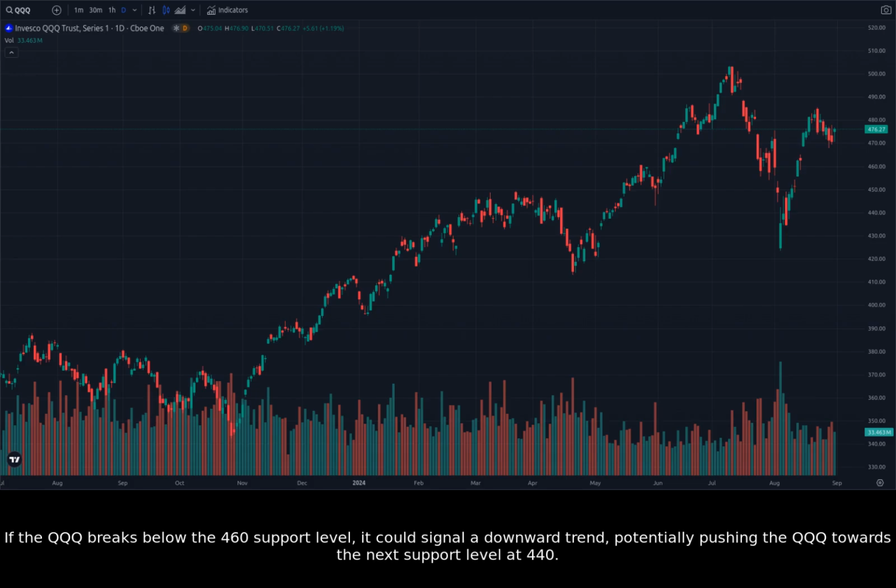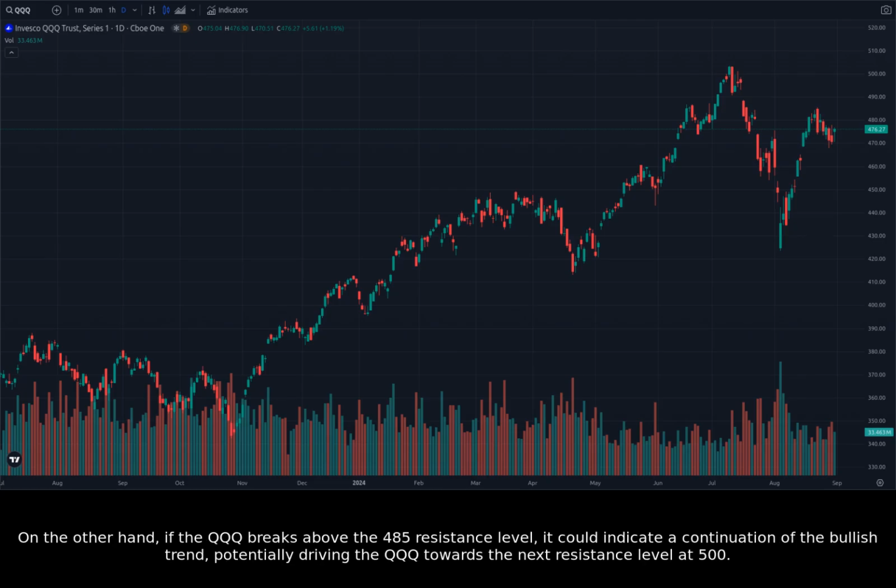If the QQQ breaks below the 460 support level, it could signal a downward trend, potentially pushing the QQQ towards the next support level at 440. On the other hand, if the QQQ breaks above the 485 resistance level, it could indicate a continuation of the bullish trend, potentially driving the QQQ towards the next resistance level at 500.